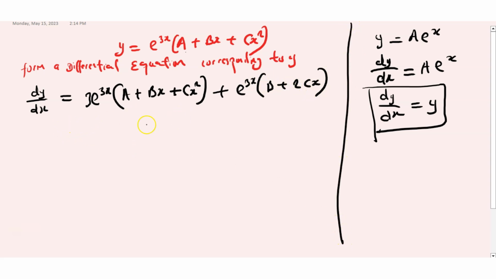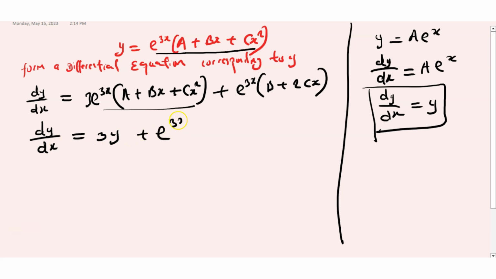So what we can do next is to just notice that here e^(3x)(a + bx + cx^2), this is what we have here. So we're going to replace this with y to simplify things a bit. So dy/dx is equal to 3y plus e^(3x) then we have (b + 2cx). Now what do we do next here?